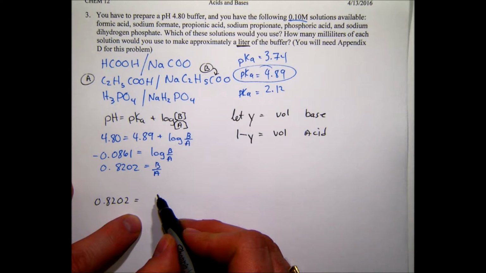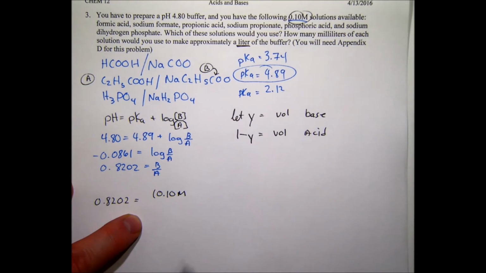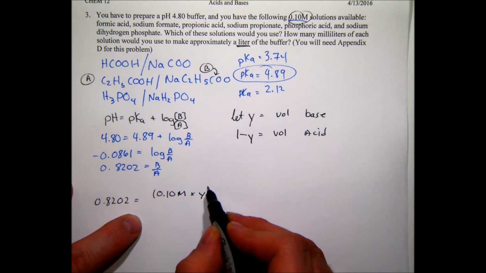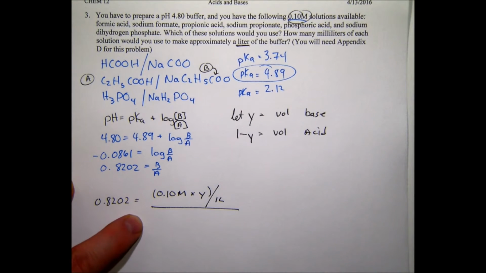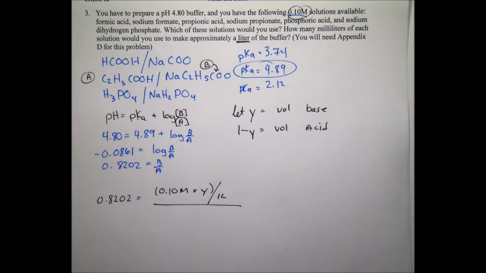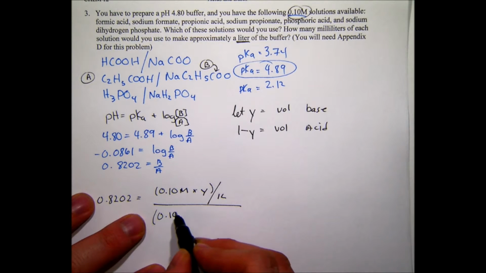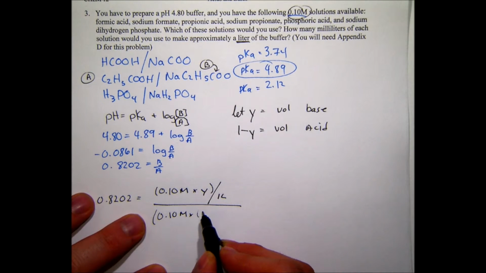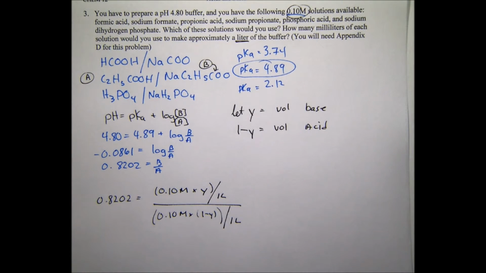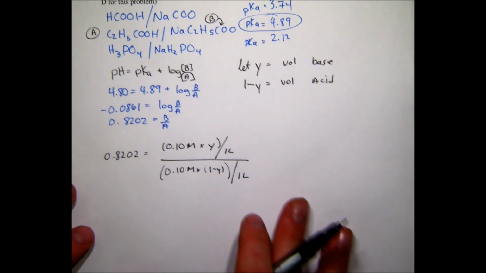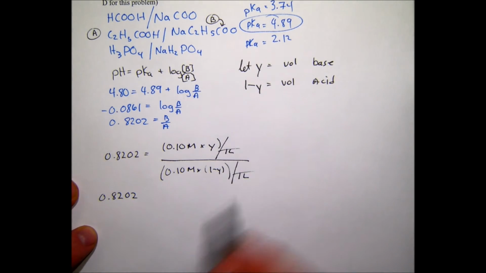So 0.10 molar, and that's just our stock solution, times the volume of the base, divided by the total volume, which is 1 liter. And I'm just writing in the 1 liter because in a question similar to this, it might be a different volume. And then 0.10 molar times 1 minus y divided by 1 liter. Now we're just doing math. We can kind of ignore those 1 liters at this point.